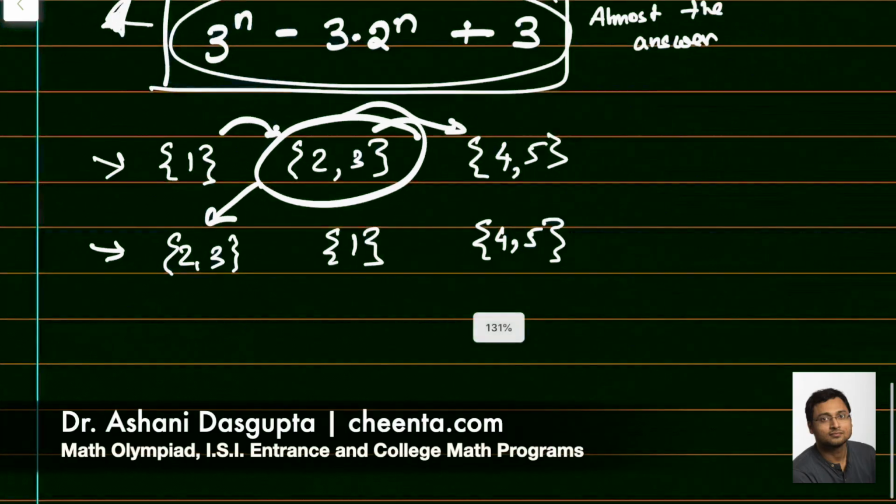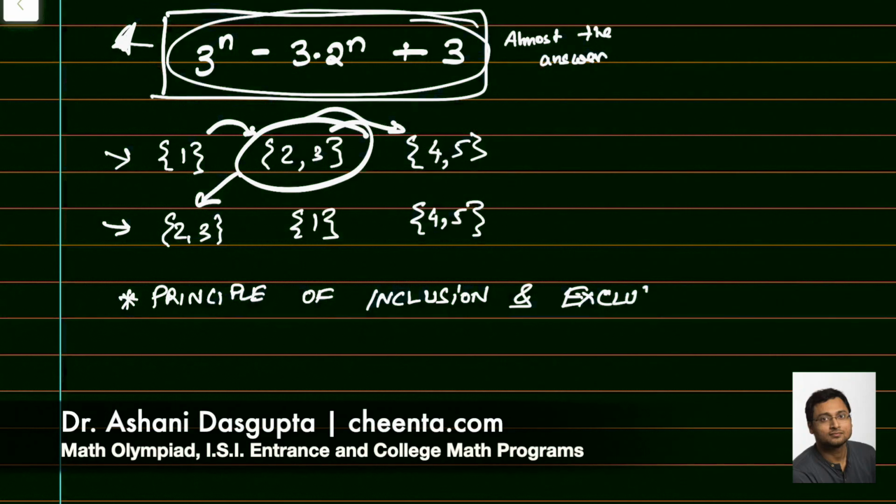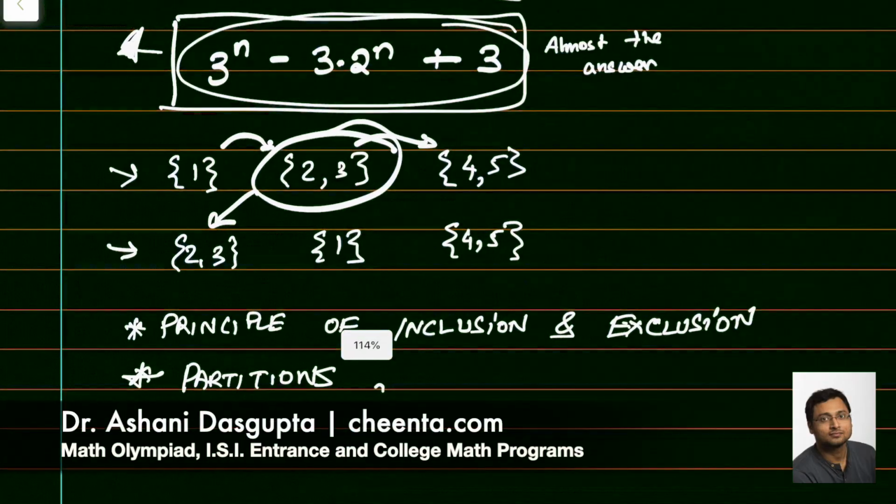This problem also does two more things. It tells you something about the principle of inclusion and exclusion in combinatorics. It's a very powerful tool in combinatorics. It also tells you something about partitions. That's the story of this entire video. And it tells you how to count onto functions.